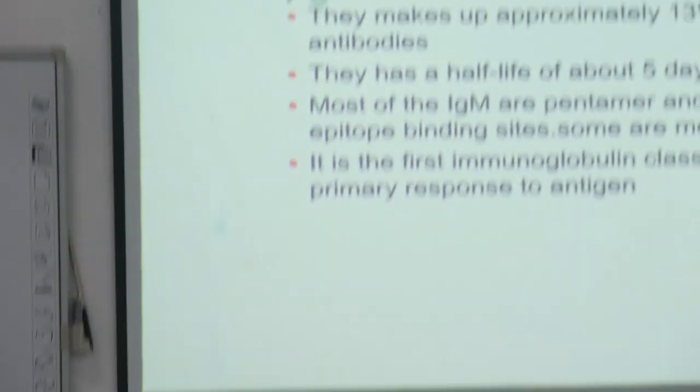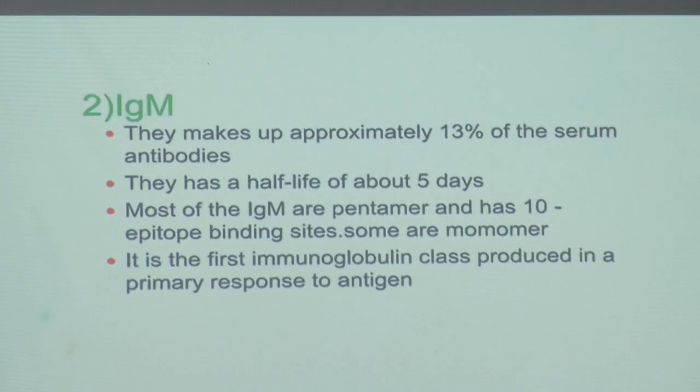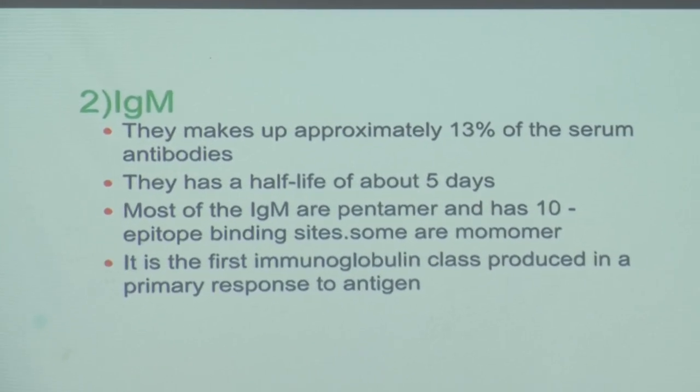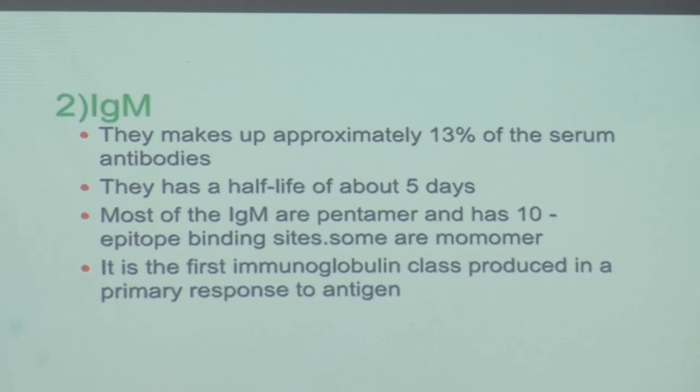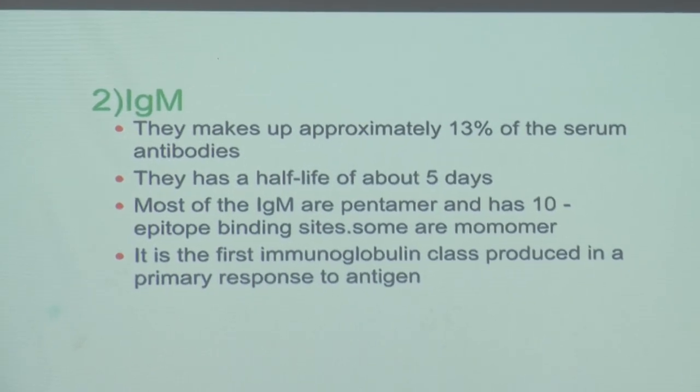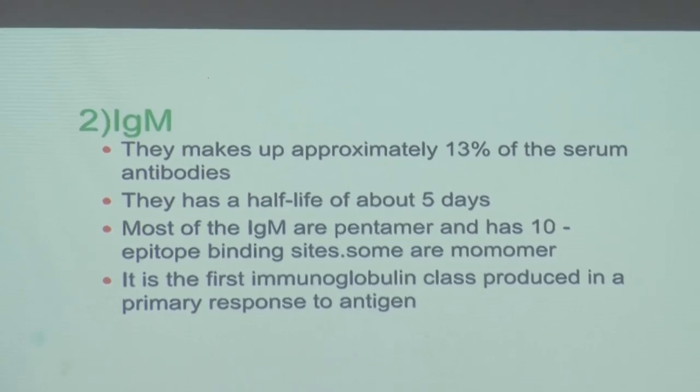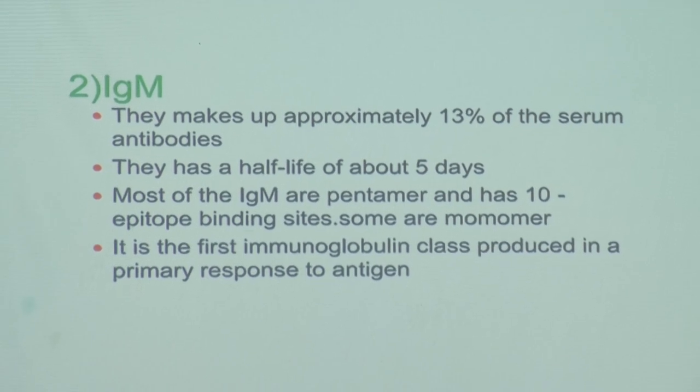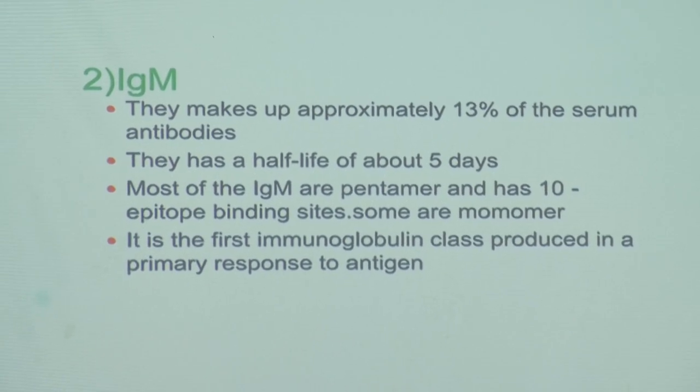So, IgM is the first immunoglobulin class produced in a primary response to an antigen. It is a pentamer with 10 epitope binding sites. By calculation there should be 10 epitope binding sites, but there are always 5 active, not 10.